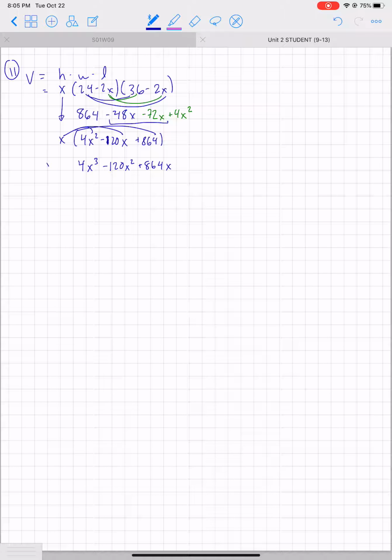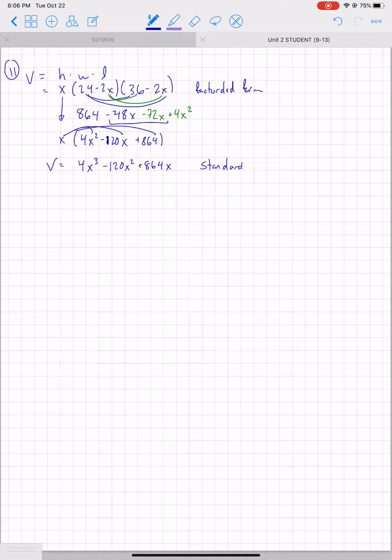All right, so this is volume in standard form, and up here was volume in factored form. So sometimes we want one, sometimes we want the other. Here, I told you I wanted standard form. If we look at number 12, it says use the equation you wrote in item 11 to determine the maximum volume of a box that we can deliver.